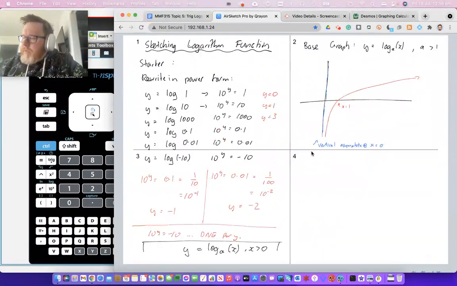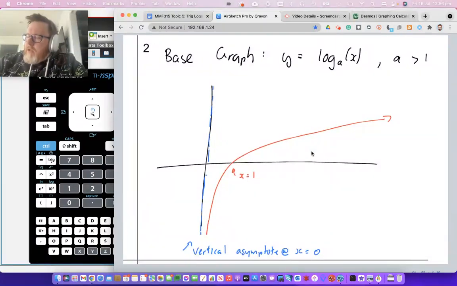There's the base graph, like so. So on the base graph of y equals log base a of x, we have an x-intercept at x equals 1, and we have a vertical asymptote at x equals 0, like I've got here. It steeply heads towards the y-axis as x decreases from 1 to 0. It slowly increases after x equals 1. And what else do I need to say? That's basically it. That's the graph.